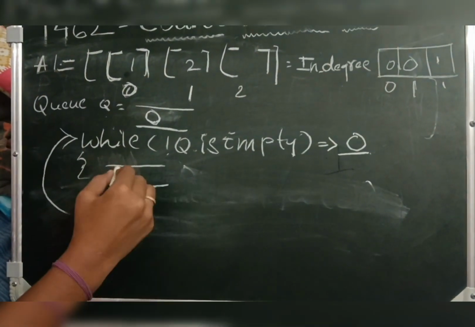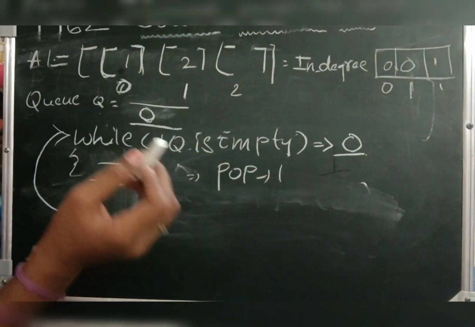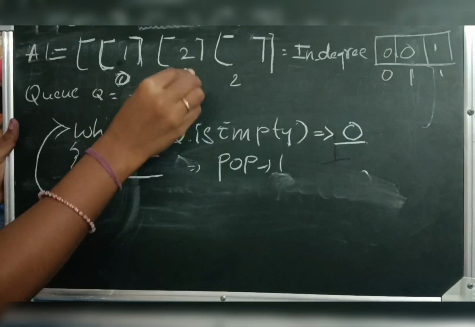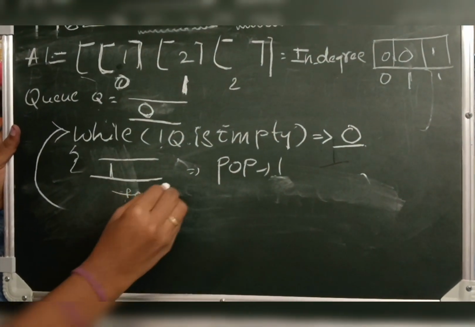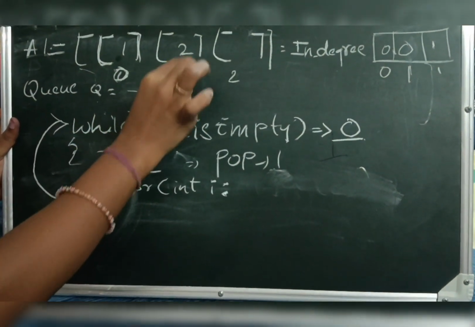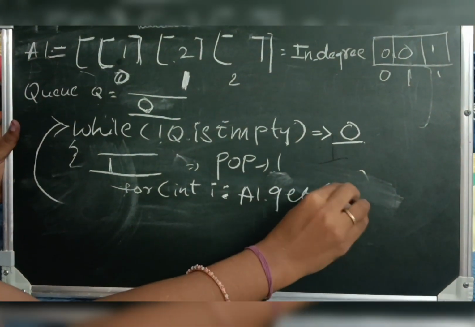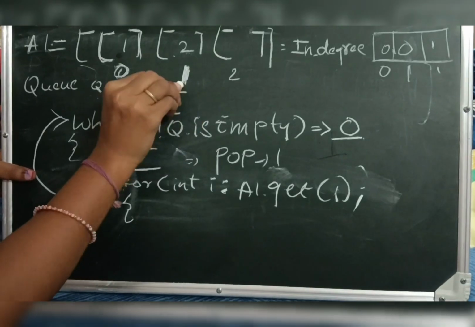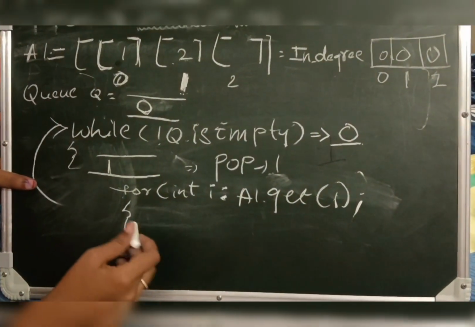So again we repeat the same process, that is, we have to pop the 1 and decrease the in-degree of the vertices which are dependent on this 1. For that we have to get the elements present at index 1 in the array list. So we use a for loop, for int i, to get the vertices present in the list at index 1, that is list.get(1). What are the elements present? Only 2. So we have to reduce the in-degree of 2 by 1. So it is 0. And once it is 0, we have to pop it.